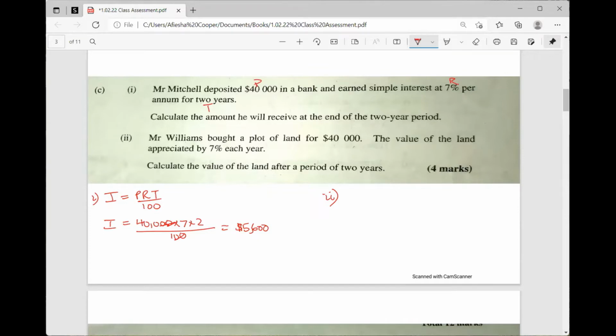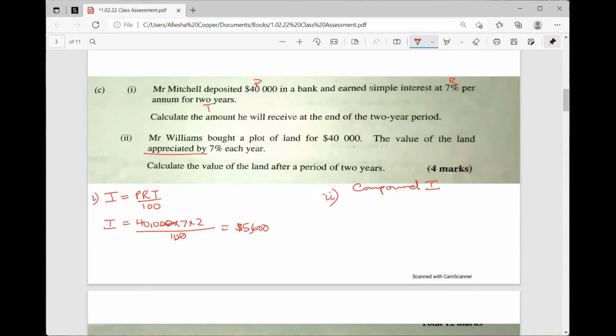Part 2. Mr. Williams bought a plot of land for 40,000. The value of the land appreciated by 7% each year. Calculate the value of the land after a period of 2 years. So now we have compound interest. Anytime they tell you something starts to appreciate, we know the appreciation and depreciation formula.